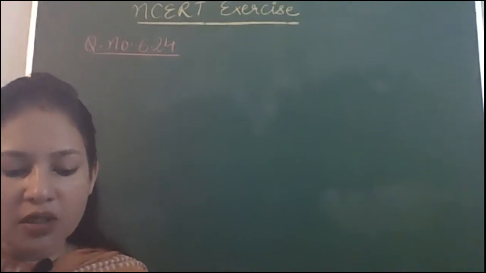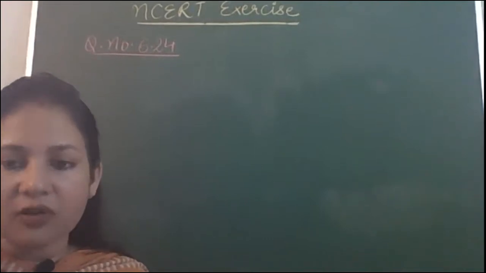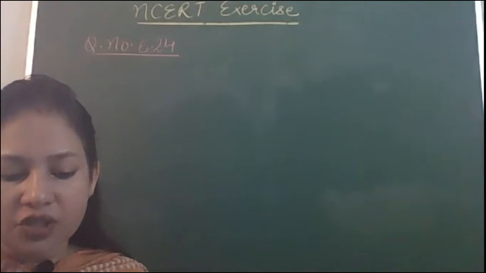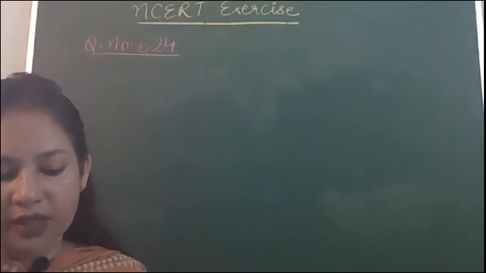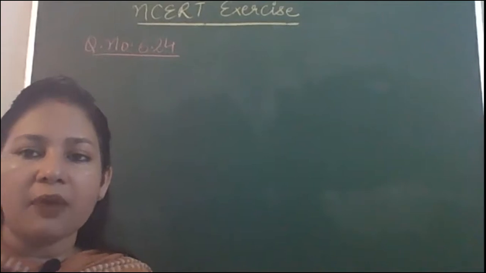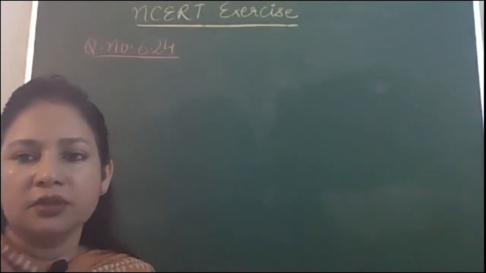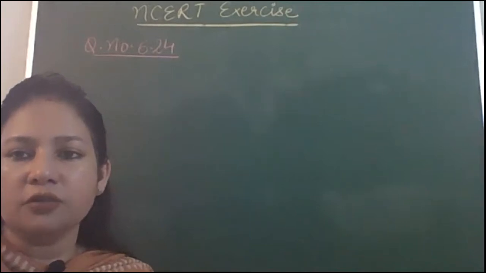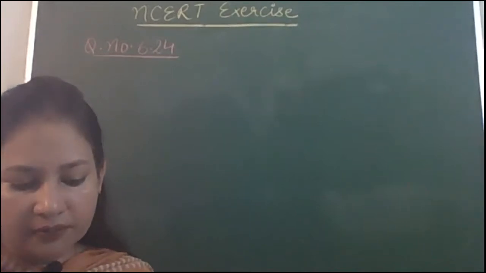Ninth question, a ball is thrown vertically upwards with a velocity of 20 meter per second. At what height will its kinetic energy be half its original value? Right, very simple treatment it was, and after solving, answer was A part, 10.2. The answer is A part, that is 10.2 meter.